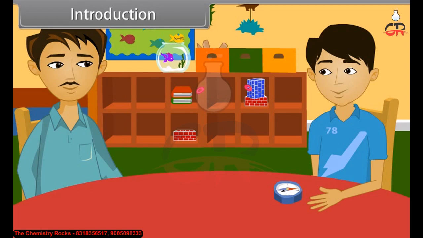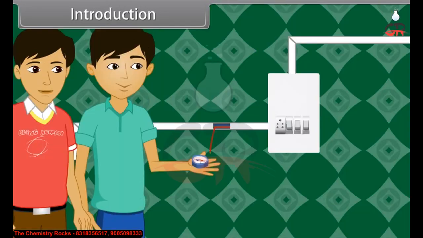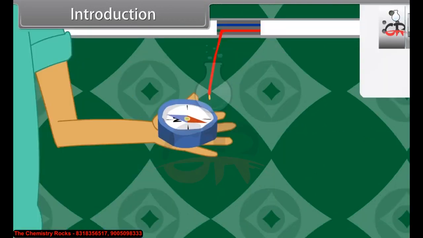Yes, Rajiv. Tell me exactly what happened. I took the compass to my friend's place. They have some electric work being done in their house. We were playing with the compass very close to an open wire.